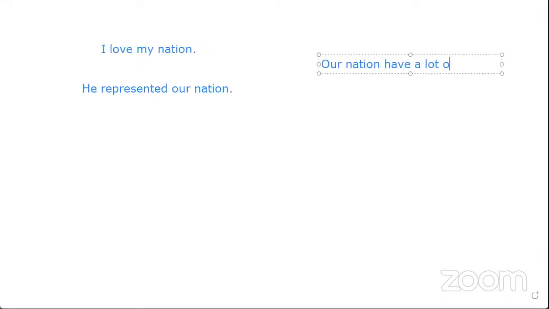Okay, we can do a sentence with nation. I love my nation, maybe. You represented our nation. That's good. Our nation has a lot of nationalities. Nationality, yeah, it's a good different one. Our nation has different nationalities. Yeah, excellent. That's true actually. Well, I think that's all of the words that we saw last week.